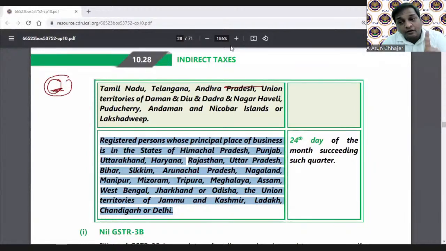But 3B is the total summarized sale, total input tax credit, net tax liability, and we need to pay the taxes. 3B is the return by which the government is collecting the tax. But GSTR1 is only the outward supply detail information, and it is linking with the customer input tax credit. What is the difference?